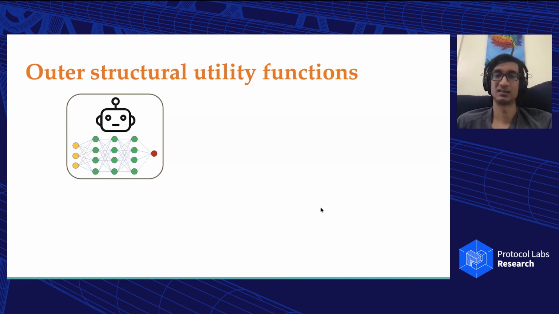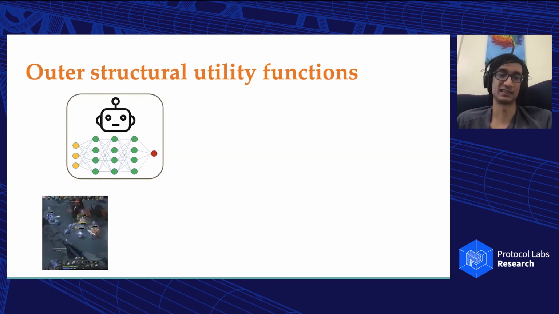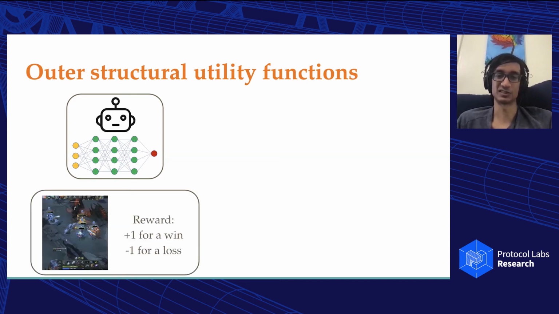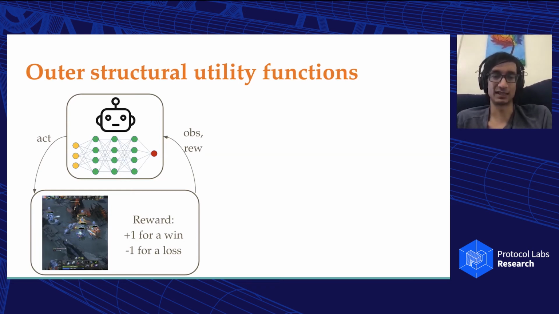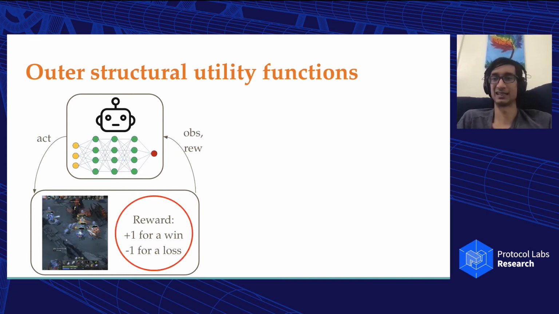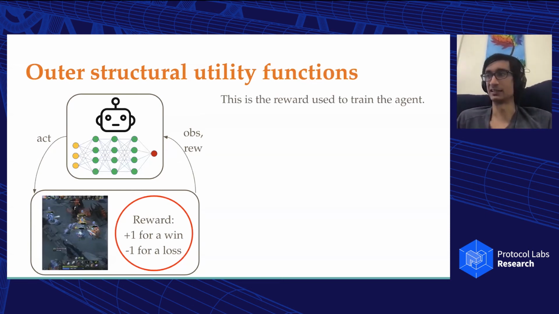So for example, an outer structural utility function is just the reward used to train the agent. If we go back to our deep RL setting, here's Dota, and here's a reward function for Dota where you just get +1 if you win, -1 if you lose. It's a typical RL setup where the agent sends actions and the environment sends back observations and rewards. In this case, you would identify this reward function as the outer structural utility function. So it's just the reward used to train the agent.